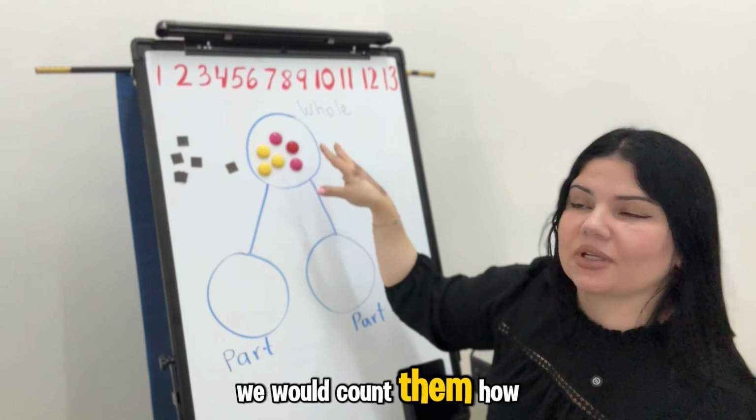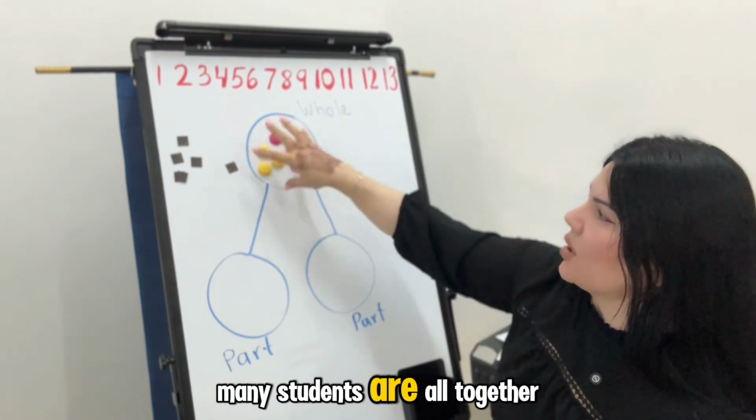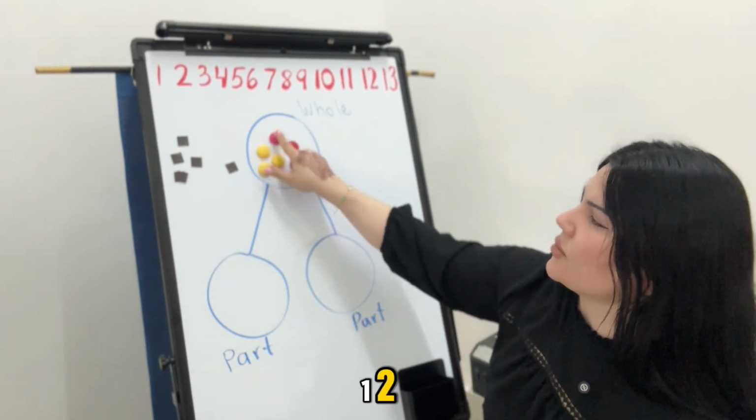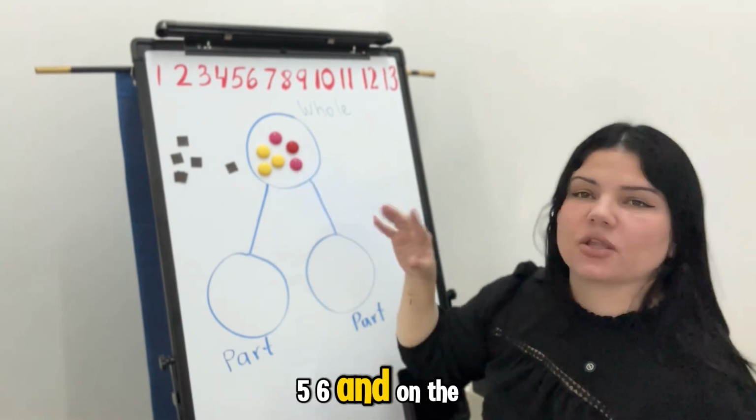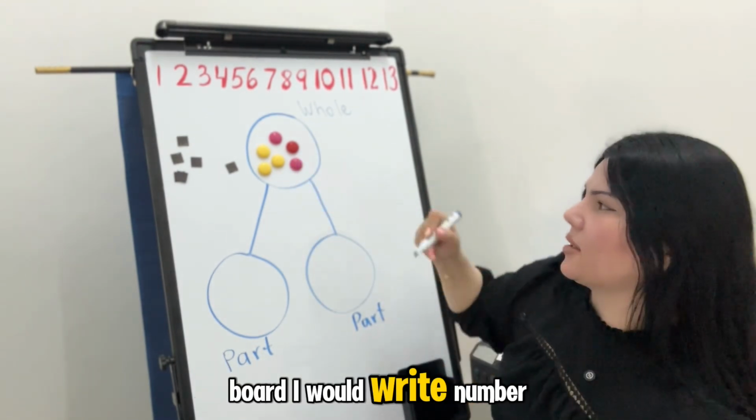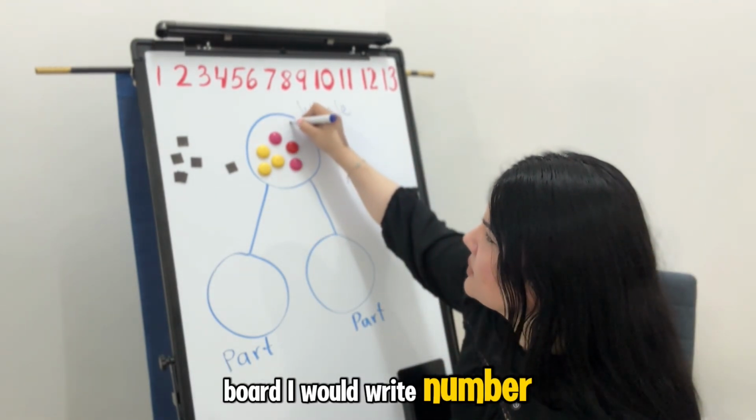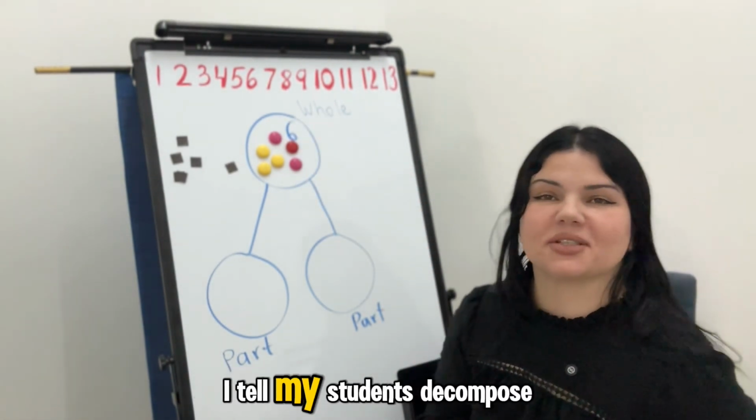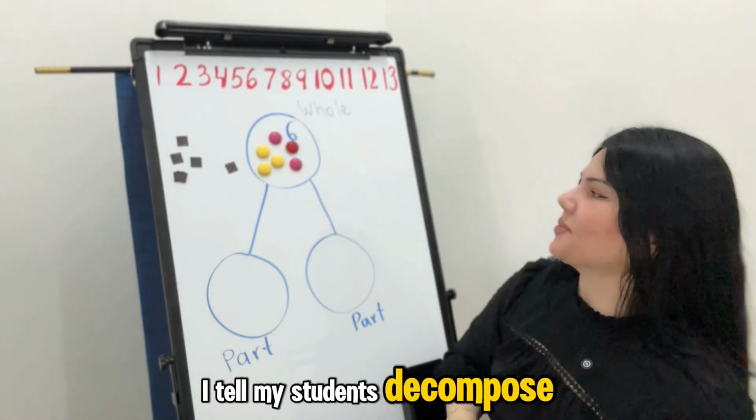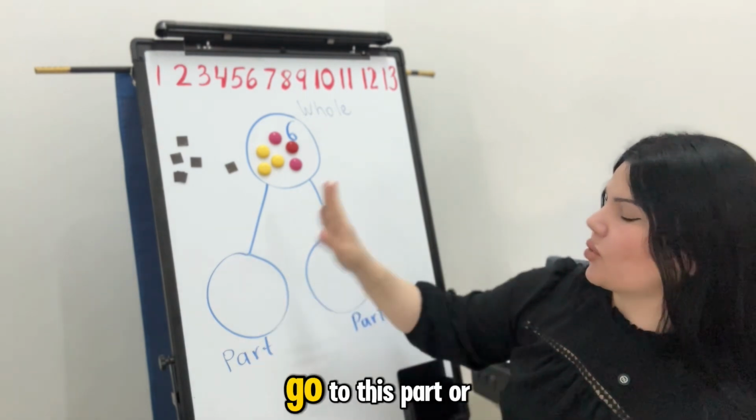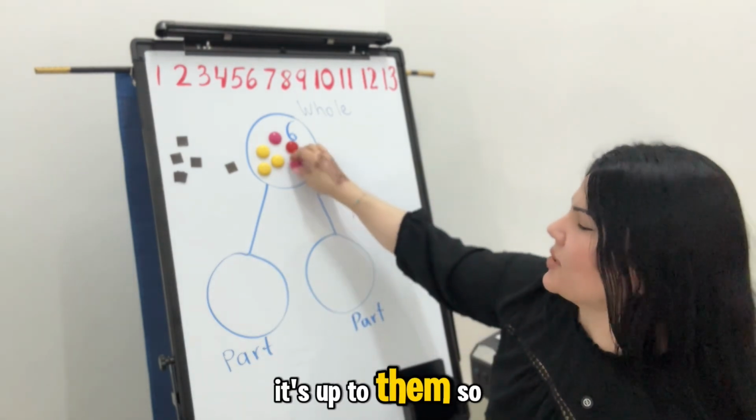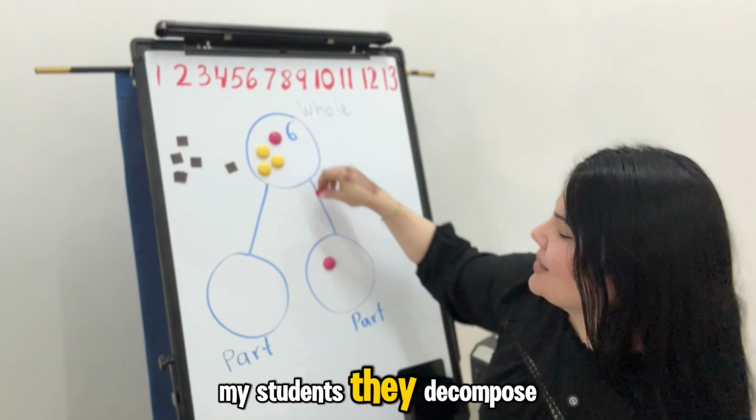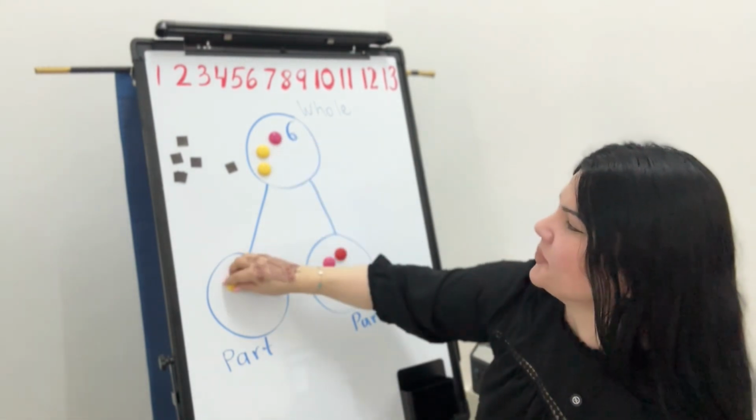We would count them, how many students are all together. 1, 2, 3, 4, 5, 6. And on the board, I would write number 6, right? We said 6. And then I tell my students, decompose. So they may choose to go to this part or this part, it's up to them. So my students, they decompose.